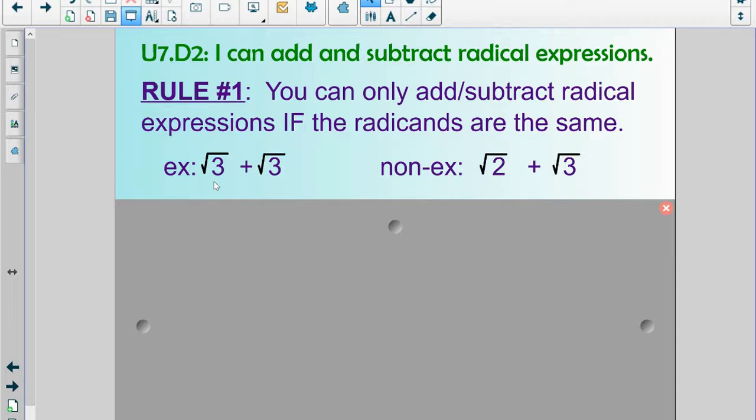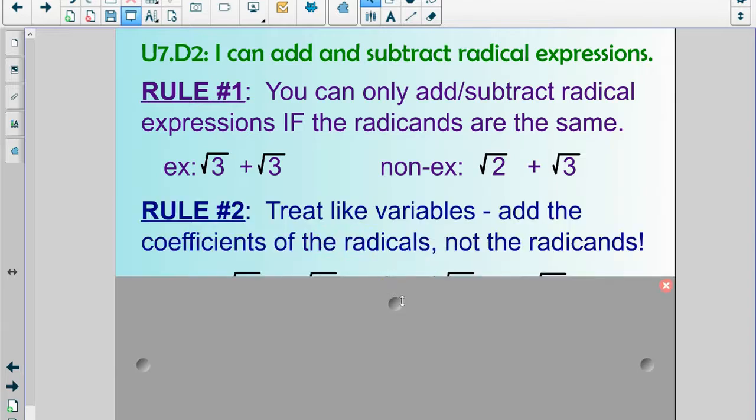So for example, square root of 3 plus square root of 3, we could add those together. It doesn't become square root of 6, but we're allowed to add those two square roots together because they contain the exact same radicand. The non-example shows the square root of 2 and the square root of 3 being added together, where we can't actually add those because square root of 2 is different than the square root of 3.